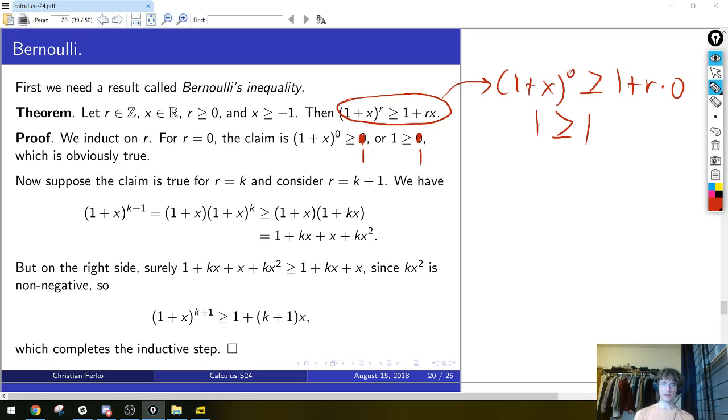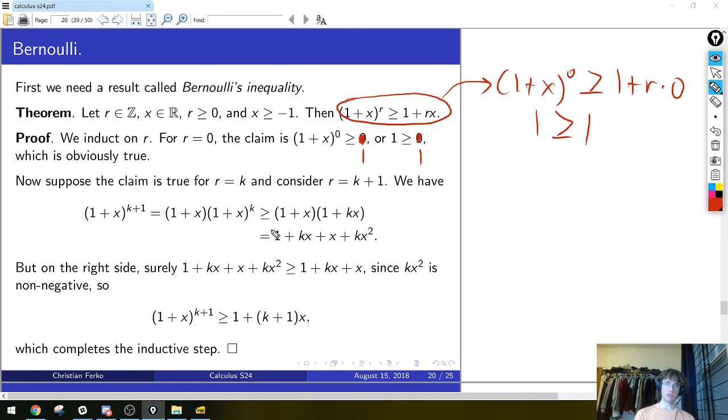Now we induct. Assume the claim is true for some integer k. Now we have to prove it's true for k plus 1. To do that, I'm going to compute the left side of this inequality and show it's bigger than the right side when r equals k plus 1. The left side is (1 plus x) to the k plus 1. By our exponent rules, you can split that into the product of (1 plus x) to the power 1 times (1 plus x) to the power k.